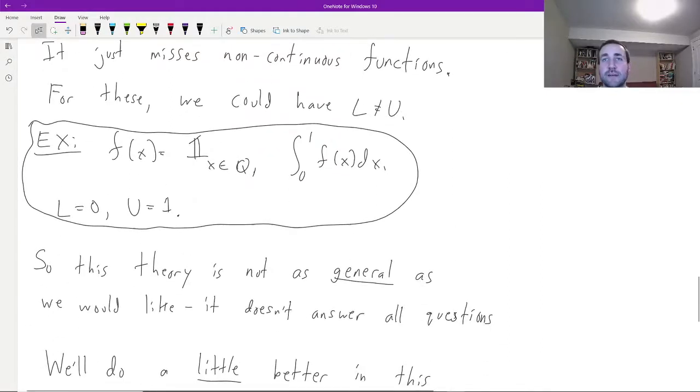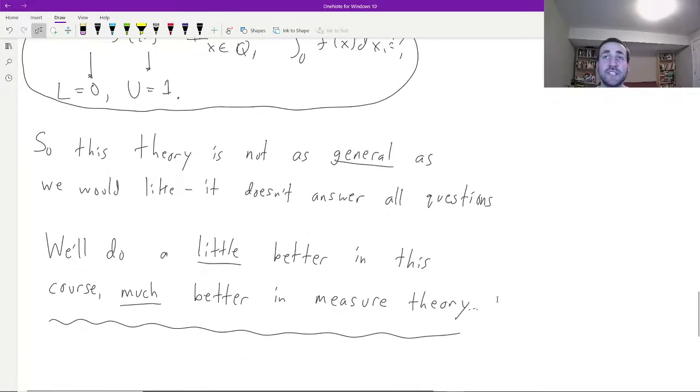So to give one of the examples, to go back to the simple indicator function example we had before, if f of x is 1 on the rationals and 0 off the rationals, then it's very straightforward to check that L is 0 and U is 1, and so who knows what this integral should be. Okay, so that's the reason why we're not stopping here. So this integration theory isn't as general as we'd like. It doesn't answer every question, but it answers certainly a reasonably large number of questions, and it's a nice, simple theory of integration to keep in mind.